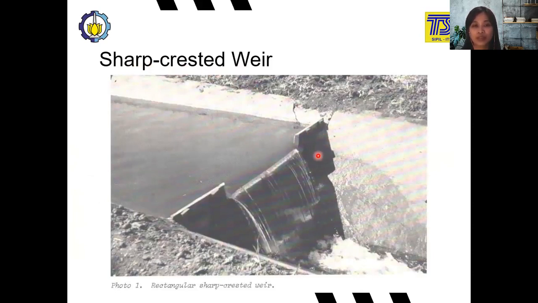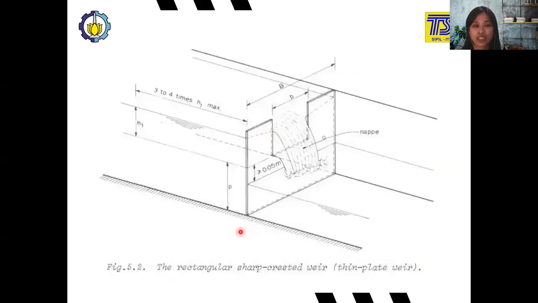This is the sharp-crested weir. The previous one was the broad-crested weir. The shape is similar, but this one is thinner than the first one. So this is the rectangular sharp-crested weir, or you can also say that it is a thin plate weir because of the thin structure of the weir. While the broad-crested weir has a bigger size.